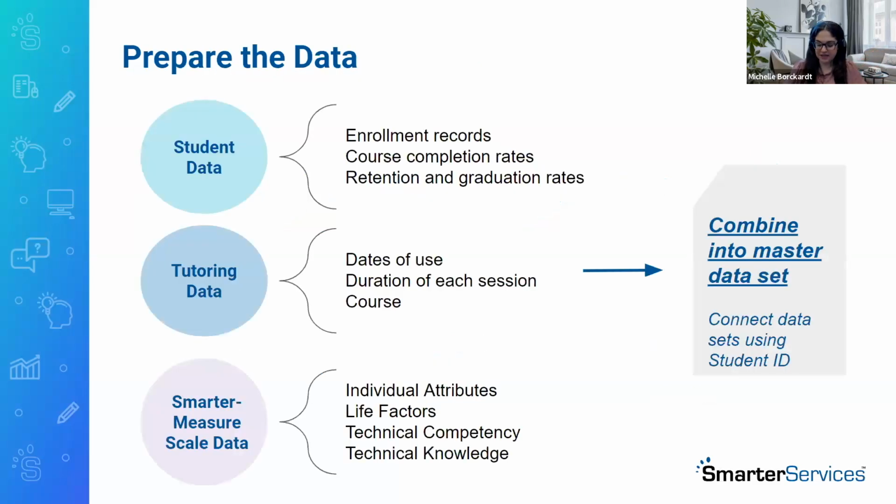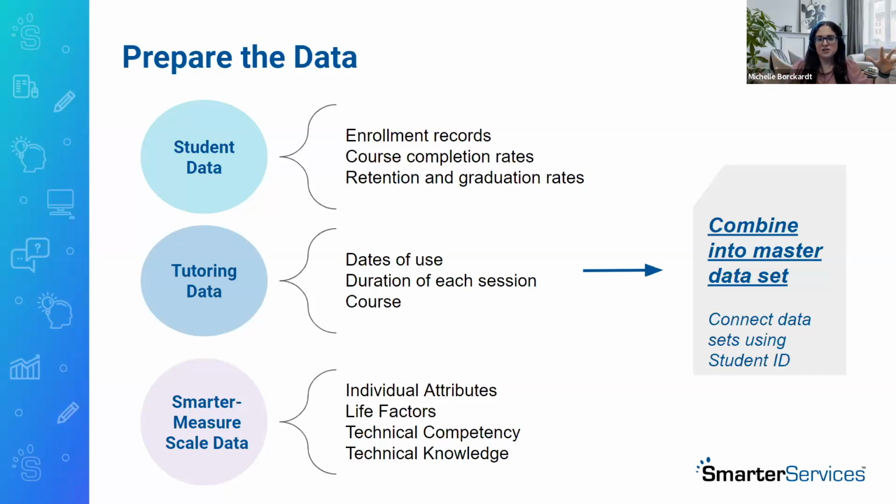So for preparing the data, we had 3 different data sources. First, we had to gather all of our student data, which is basically everybody who was enrolled within the time frame. We looked at a 3-year time frame, and that's where you're usually pulling in your outcome data as well. So those course completion rates, retention, and graduation rates. Once you have that, you add in your tutoring data. So which of all of the students use tutoring? And then you're also adding in your Smarter Measures data because that's your scales. That's what you use to find your matching comparison groups.